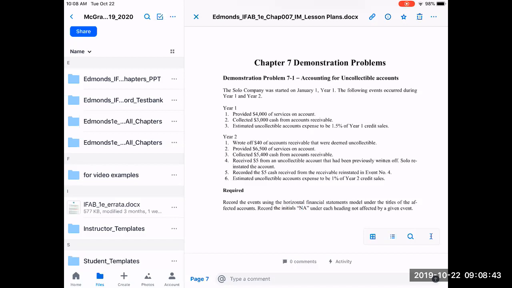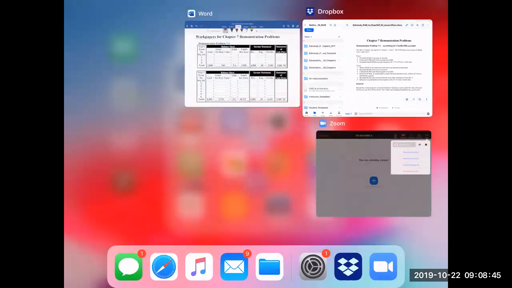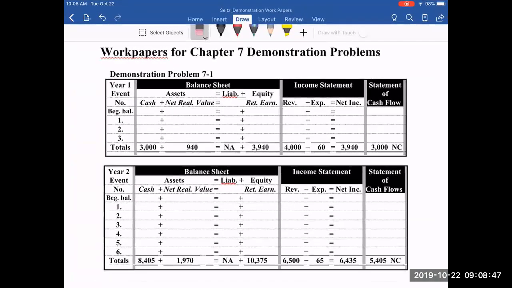So we're going to record these events using the horizontal financial statement model. And again, just like we've been doing the whole time, you can actually take this information and prepare the full financial statements. But in the interest of saving time, that's why I'm not doing that. So the very first thing that we're going to do is provide $4,000 of services on account.